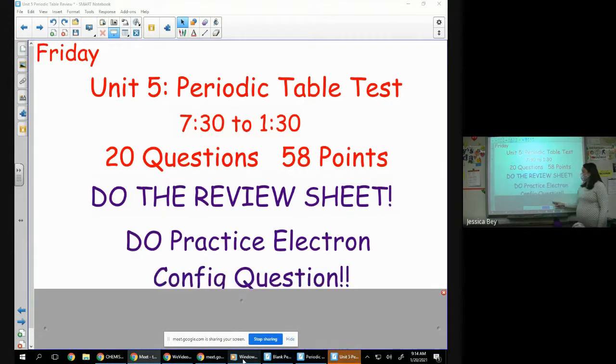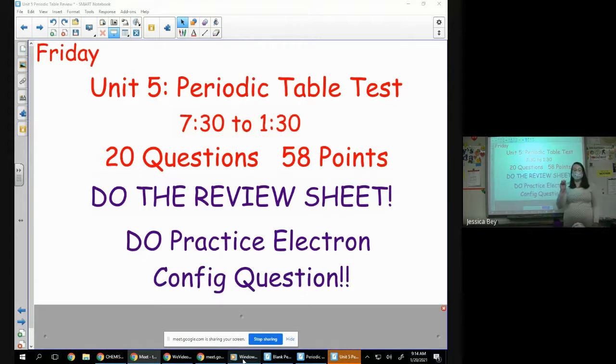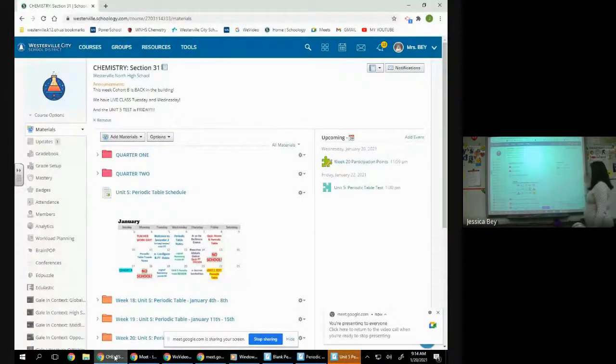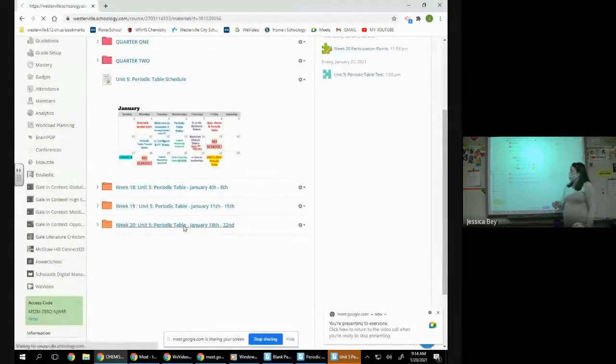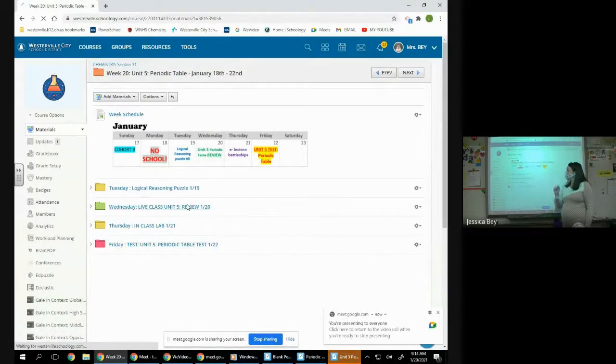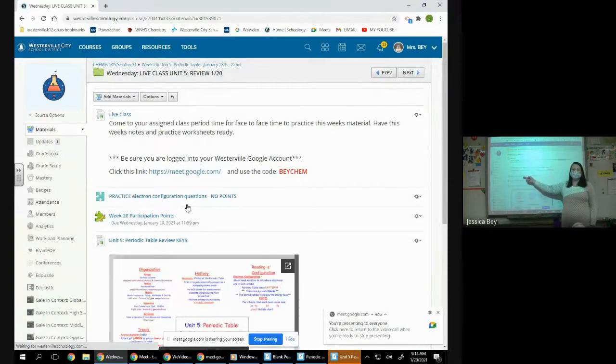And then one other thing I want to do today. Remember how we were reading the electron configuration off of the periodic table? We wanted to find a way that you guys would write that, but keep it in Schoology. So what you're going to do today, along with the review sheet, is in week 20, in the Wednesday class, I have a practice electron configuration quiz. It's not worth any points. It's just so you can see how we formatted the question before the test on Friday.